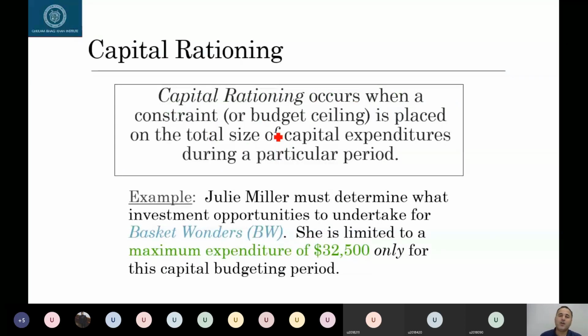Capital rationing. Now this is something super important. Of course, as a company, you do not have unlimited budget. You have to invest within your means. So there is also what they call a budget constraint or a budget ceiling. So let's say if I place a budget ceiling on total capital expenditures, how do different projects look?